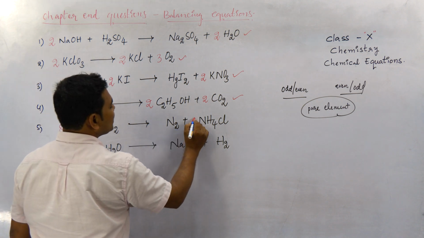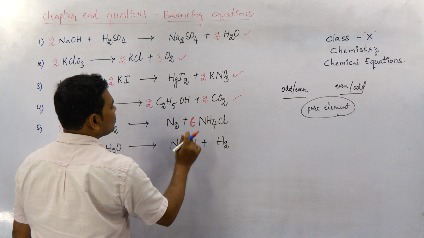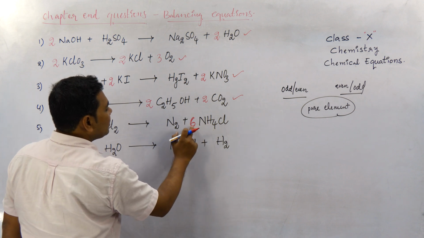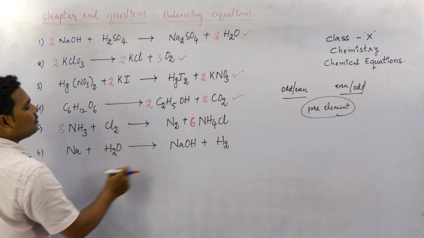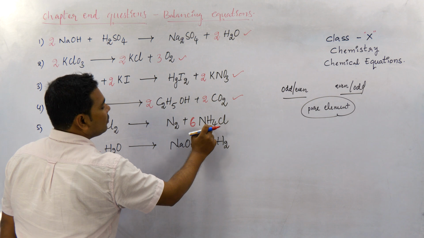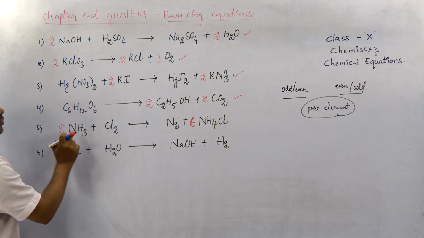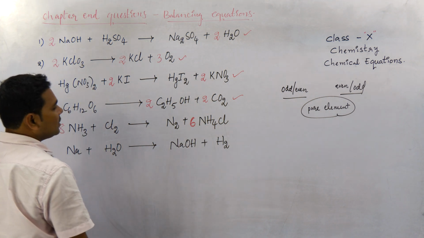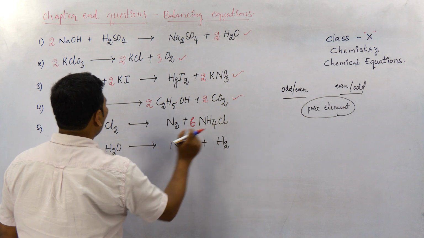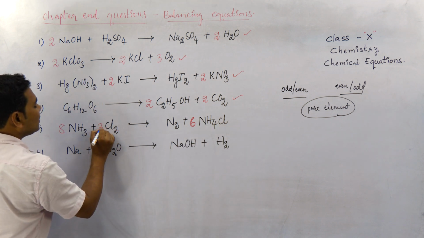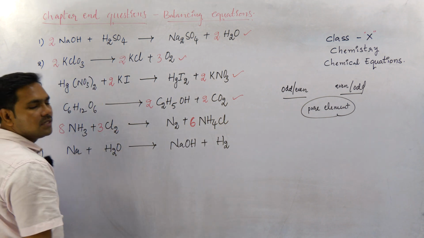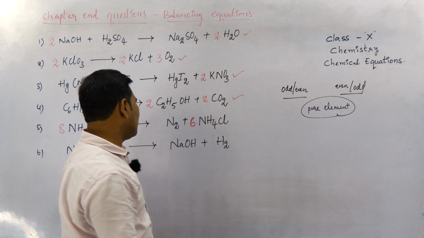We have 2 nitrogens, I'll write 6 nitrogens here. So that 6 nitrogens, then it becomes 6 nitrogens plus 2, 8 nitrogens. 6 4s are 24, 8 3s are 24, hydrogen atoms balanced. Now chlorines are 6 chlorines, we have only 2 chlorines here. I make 3 molecules, 3 2s are 6 chlorine. Chlorine atoms are also balanced, right?